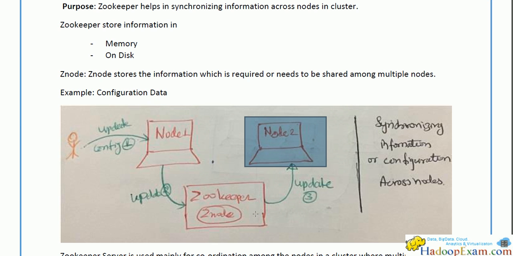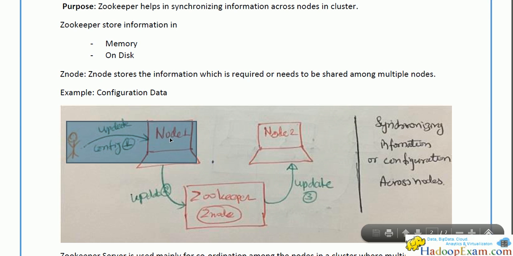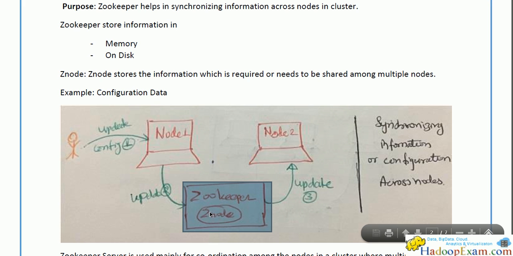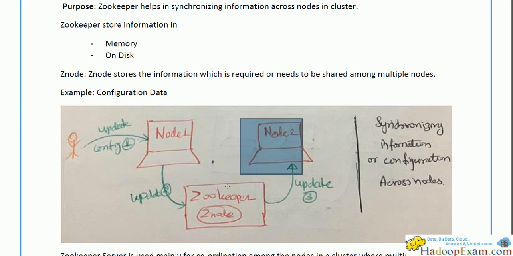Say you have deleted some configuration on node 1, so that needs to be updated on node 2. This information is immediately passed on to Zookeeper, and since Zookeeper holds the information in memory, it's very fast, and immediately it is available on node 2. So if somebody is reading from node 2, they will also get the latest and updated state of the configuration. So that is one example.